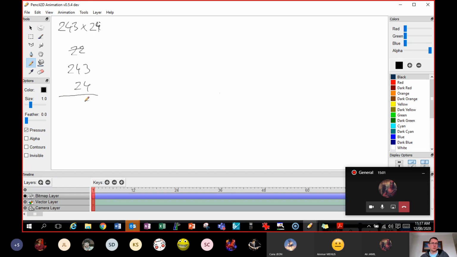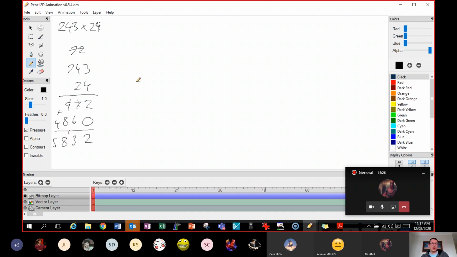4 threes is 12, carry the 1. 4 times 4 is 16, makes it 7, carry the 1. 4 times 2 is 8, plus the 1 is 9. And then you add on a 0, because we're multiplying in the tens column. 2 by 3 is 6, 2 by 4 is 8, 2 by 2 is 4. Then we add these together, because this is an algorithm that you've been shown. And that's going to be 3, carry the 1, that's going to be 8, carry the 1, and that's 5.